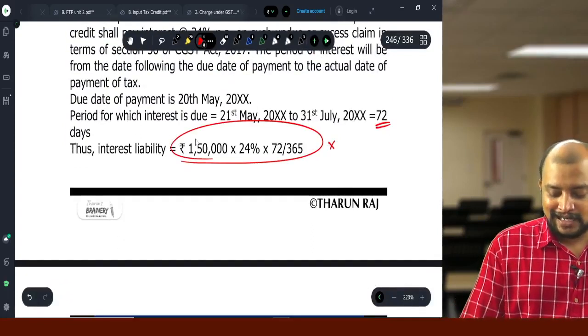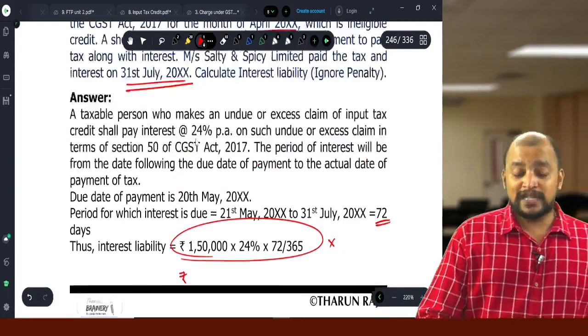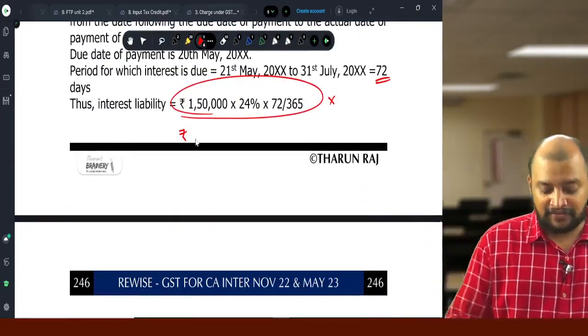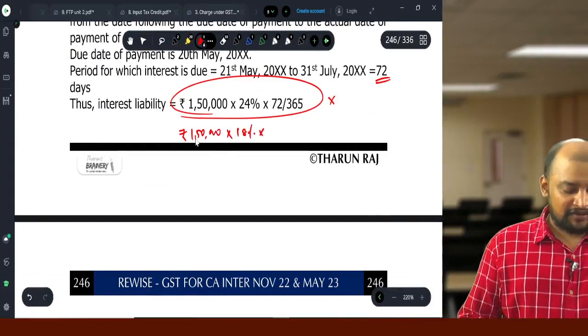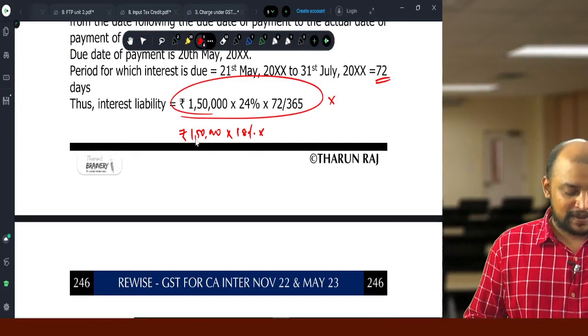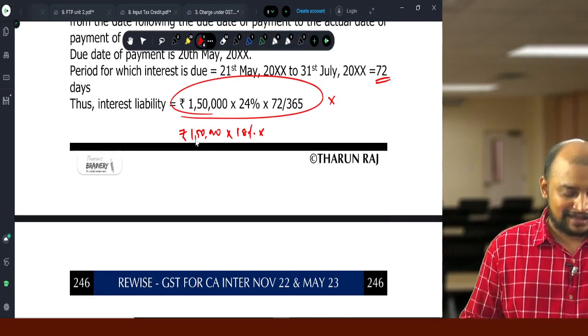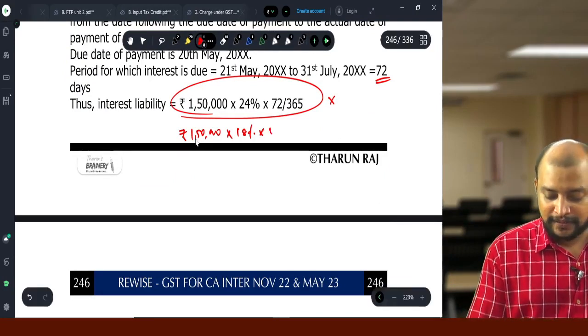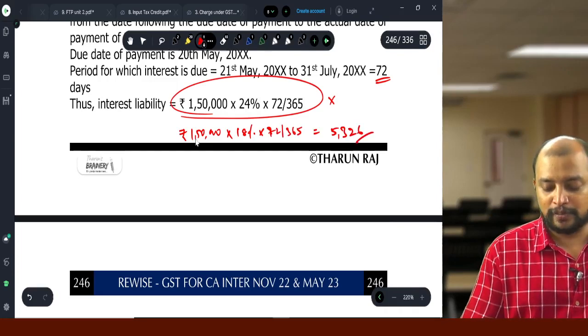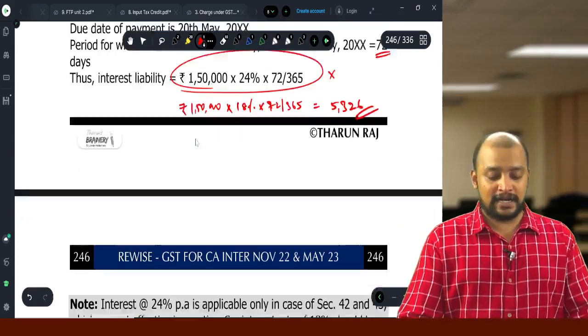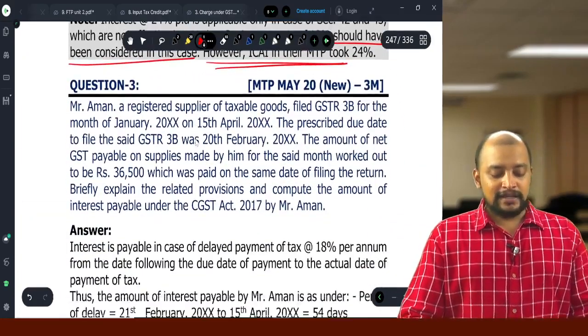So this answer is wrong. Actually, how much is the wrongly availed ITC? 1,50,000. So 1,50,000 into 18% into 72 divided by 365. That is, the interest liability will be 5,326, which should be taken as the interest liability in this case. Okay. Then question number 3.